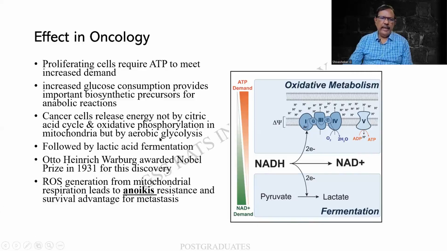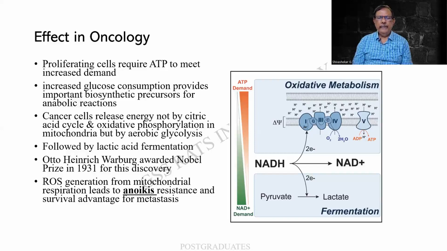It is for this finding that he has been awarded the Nobel Prize. Also, there is a process called anoikis. Many of the reference articles that I had gone through have mentioned this anoikis. What happens is the tumor cell is able to lay down its own basement membrane and then it is able to grow on it.